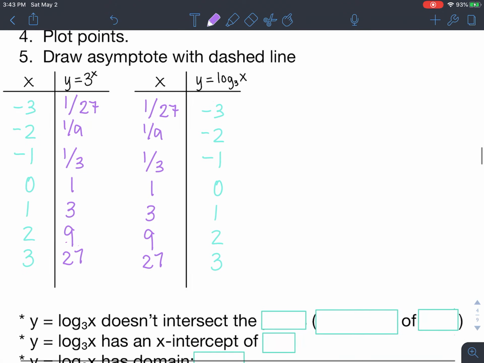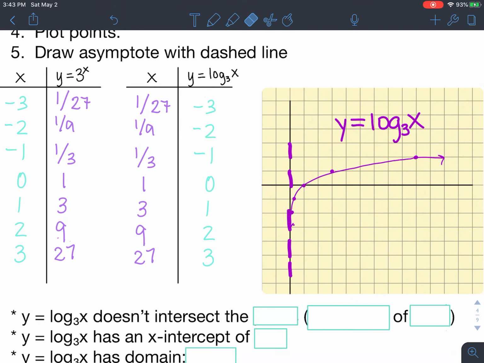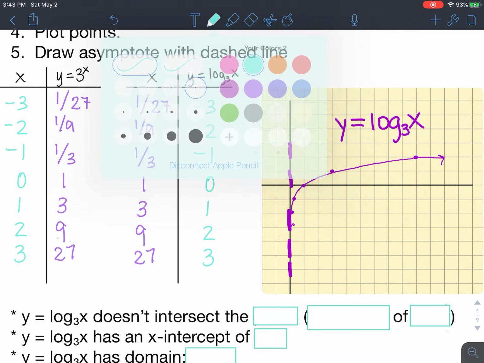Now, normally I like to make the graphs with you, but I sort of had a technological error here, so I can't. But on a graph, we're going to have these points of, let me pick a different color here.